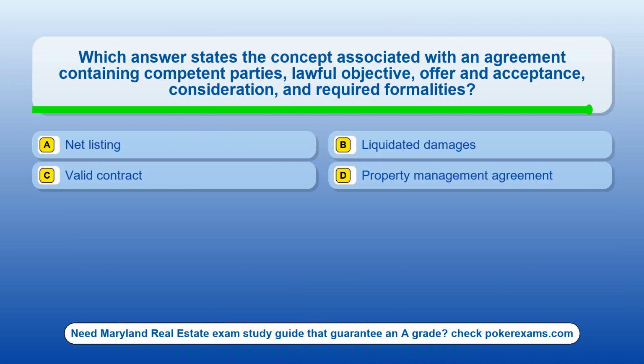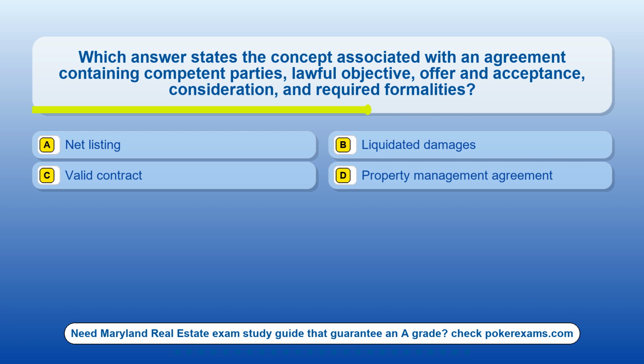Question 12. Which answer states the concept associated with an agreement containing competent parties, lawful objective, offer and acceptance, consideration, and required formalities? Option A. Net listing. Option B. Liquidated damages. Option C. Valid contract. Option D. Property management agreement.